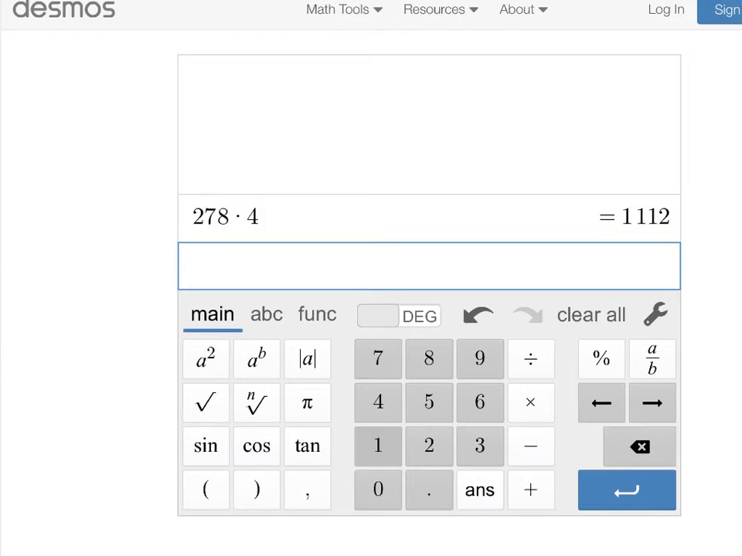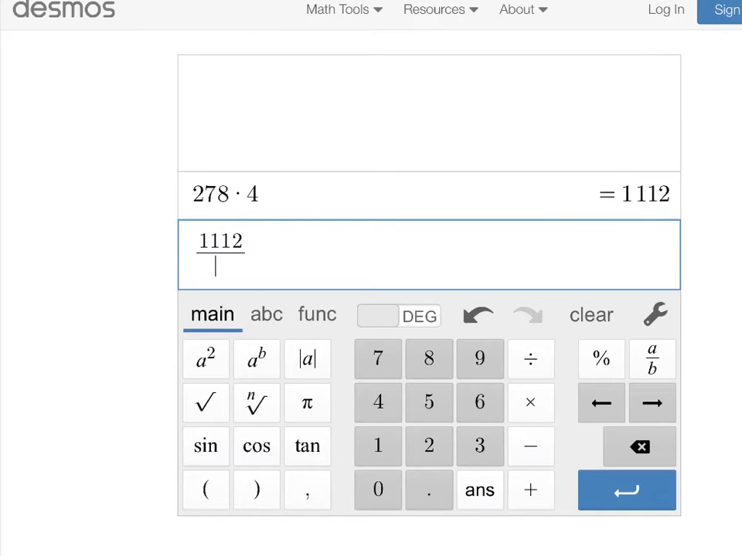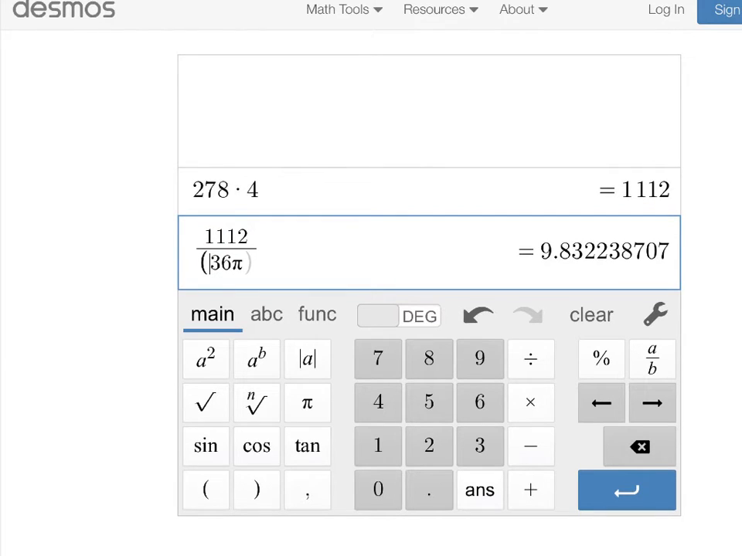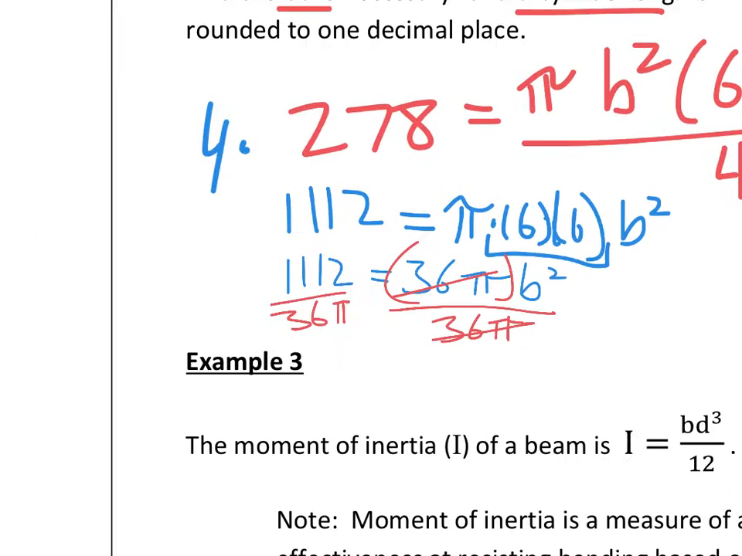We have 1,112 divided by 36 pi. Now, if you have a one-line calculator that doesn't type this and show you this fraction here, like even just a basic calculator on your phone or something like that, you need to make sure you put that in parentheses. Okay, so we get 9.832. Let's cut it off there for now. 9.832. That would be b squared.